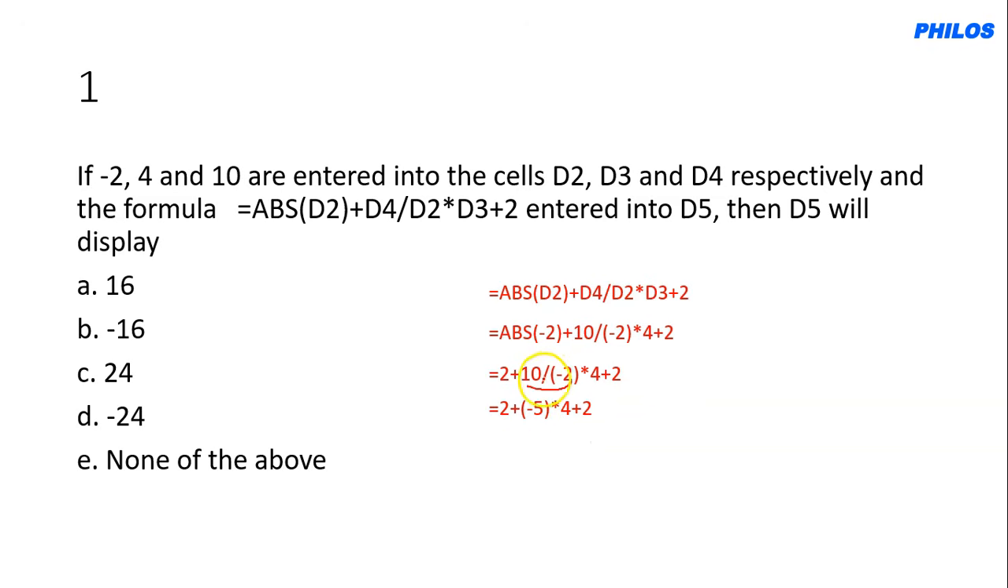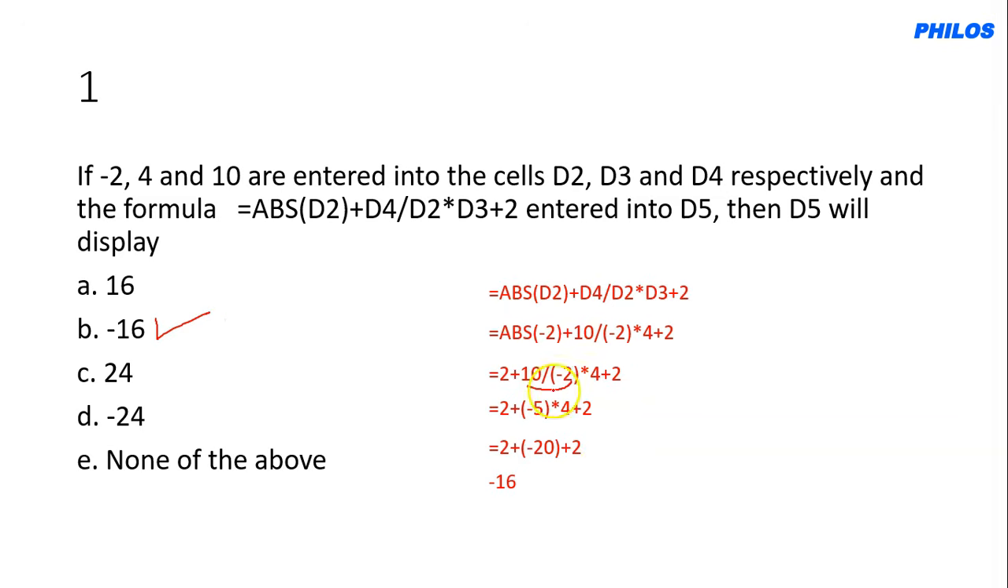Now that we are done with the division, we can work out the multiplication. -5 times 4 will give you -20. So you have 2 plus -20 plus 2. When you put this on your calculator, 2 plus -20 plus 2, that should give you -16. So the correct answer for question 1 is B.